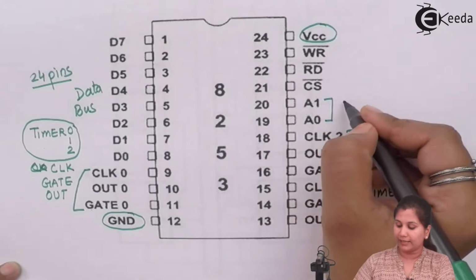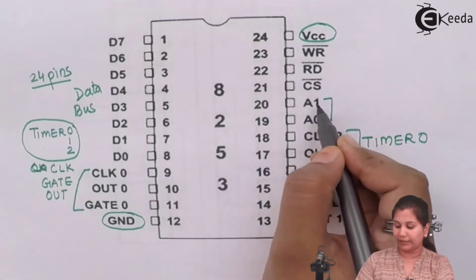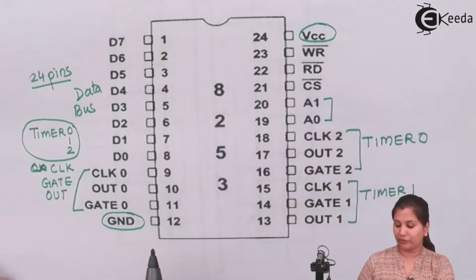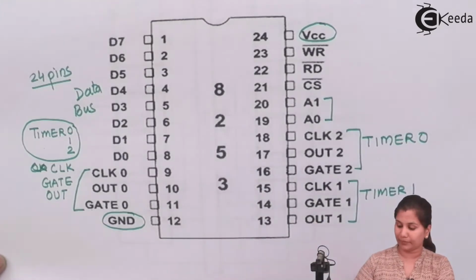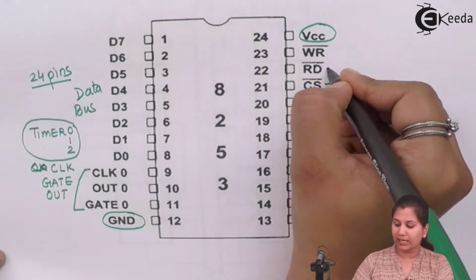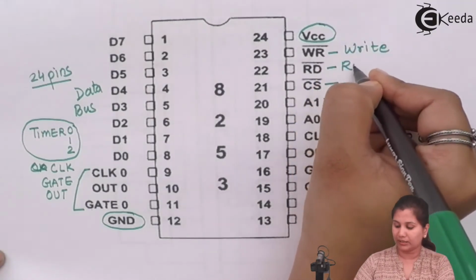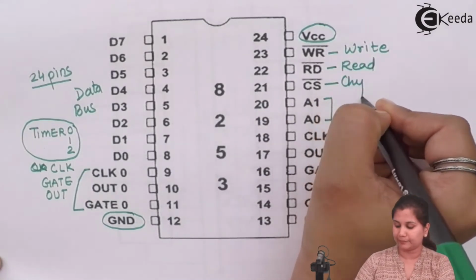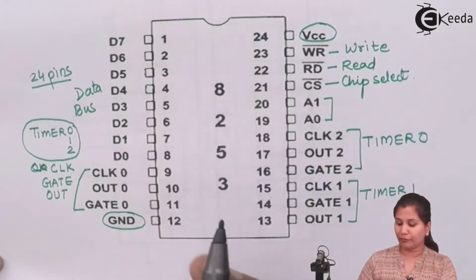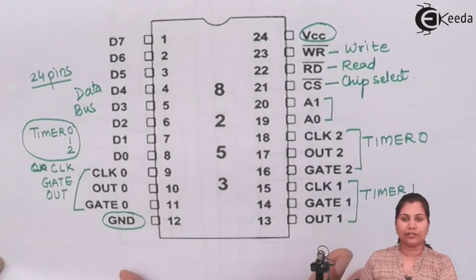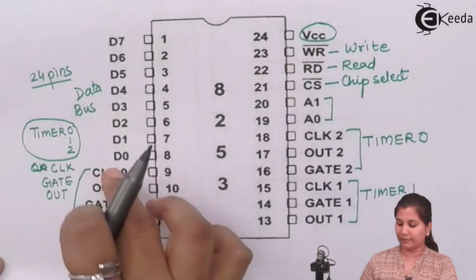These are the timer selection bits. Through these address lines A0 and A1, the 8253 decides which register it has to select. Then we have chip select, read and write. This is the write signal, this is read and this is chip select. So these are the 24 pins of the IC 8253, and their names are written here.